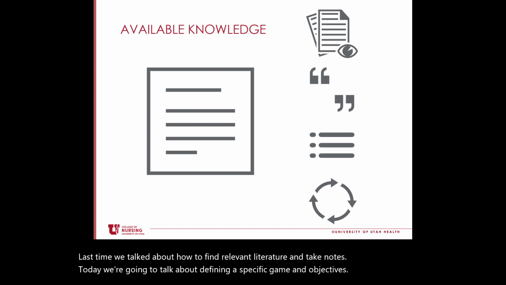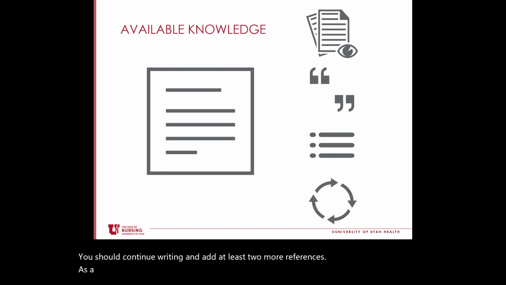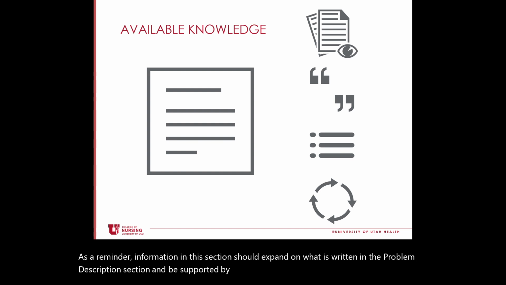You should continue working on the available knowledge section. You should continue writing and add at least 2 more references. As a reminder, information in this section should expand on what is written in the problem description section and be supported by evidence. Use proper APA citations and references.